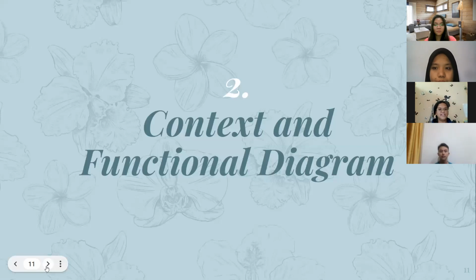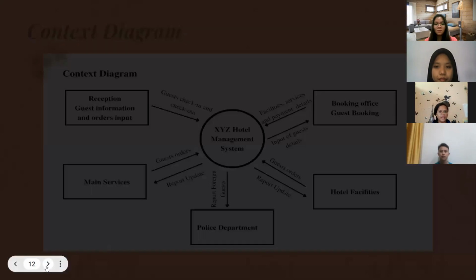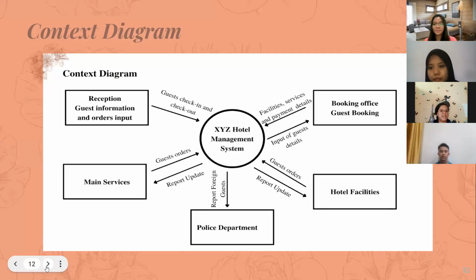Okay. So now I'm going to explain the context and functional diagram. The first one is the context diagram. As you can see here, we have as the main central the XYZ hotel management system. So the first one, there is the reception, guest information, and others input, where guests check-in and check-out actually enter or input in the XYZ hotel management. We have also the main services, where the guest orders are put there. And from the XYZ management system, there are report updates that will go back to the main services.